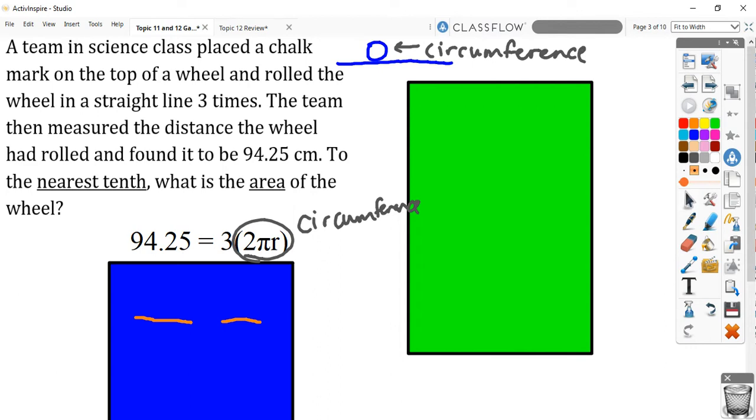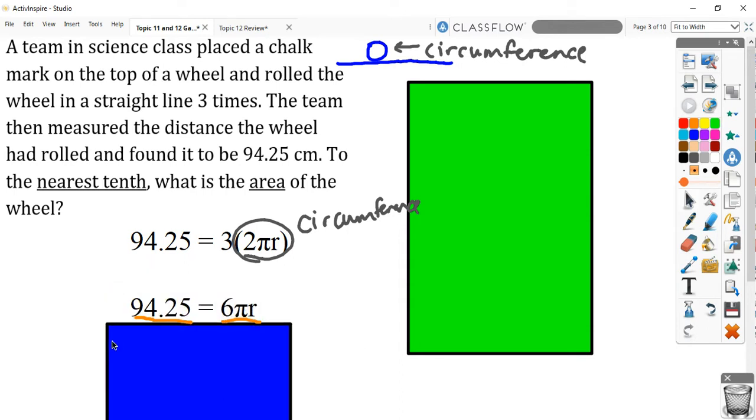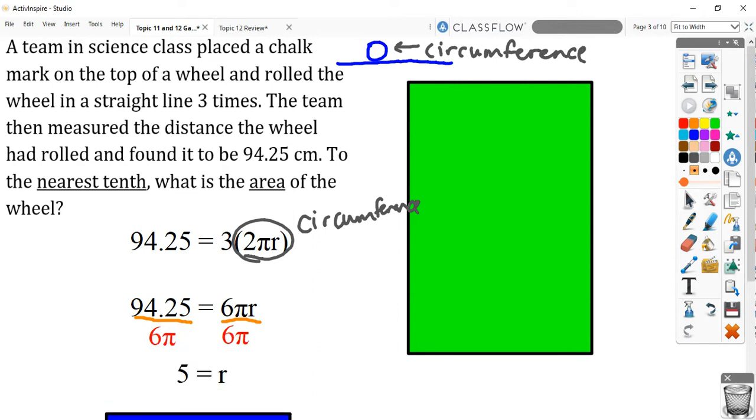So we need to realize here that ultimately the goal is to find the area. And if that is the case, we have to be able to use the radius. So we use this 3 times the circumference. We simplify it down. That becomes 6 pi r when you multiply the 2 times 3. Well, y'all, if you're trying to get radius by itself, you've got to divide by that 6 pi. Get that 6 pi out of there, and we find that our radius is equal to 5.